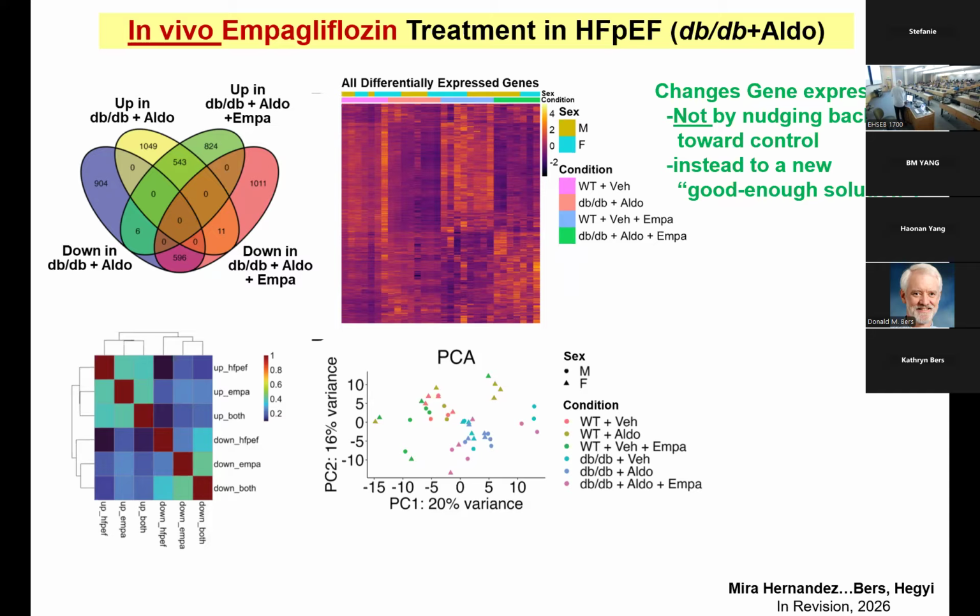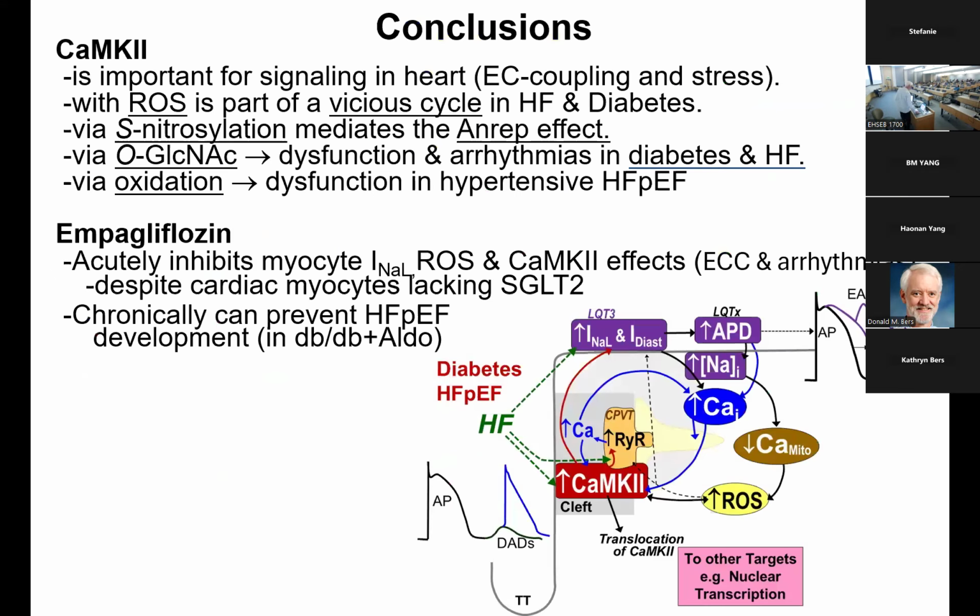So EMPA is already doing something to gene expression. And if we look carefully at what happens with the EMPA on the HFpEF model, it's not making it go back to control. It's moving it off in a different direction. And so what we think about that is that maybe, instead of reverting back to a control condition, it's moving to a different good enough solution, in phraseology popularized by Jim Weiss at UCLA. The people who are at UCLA will remember the name of it. So, too many words, I'm not going to go through that.